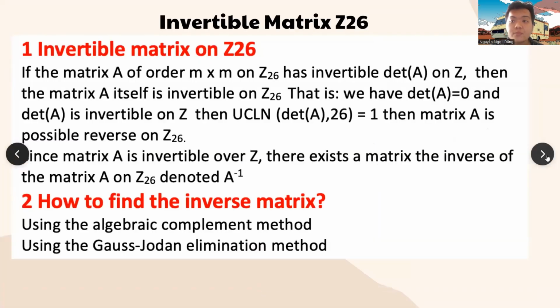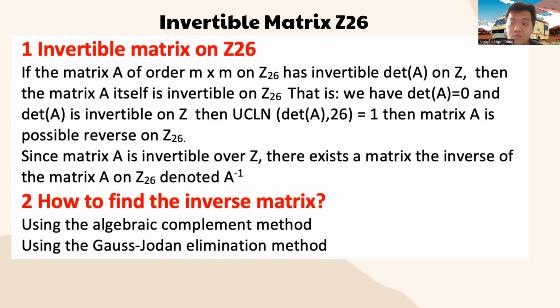Next up is the invertible matrix on Z26. If the matrix A of order m×m on Z26 has an invertible determinant of A on Z, then the matrix A itself is invertible on Z26. That is, if the greatest common divisor of determinant A and 26 equals 1, then the matrix A is reversible on Z26. Since matrix A is invertible over Z26, there exists an inverse matrix of A on Z26, denoted A to the power of minus 1.